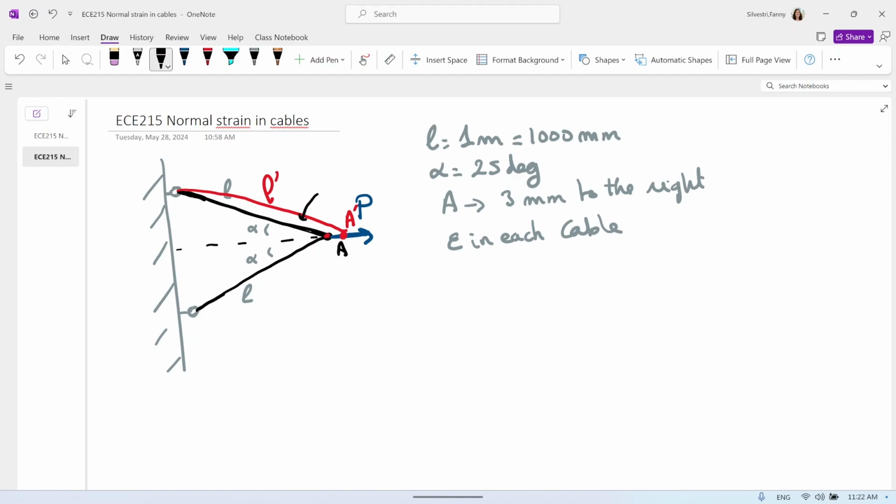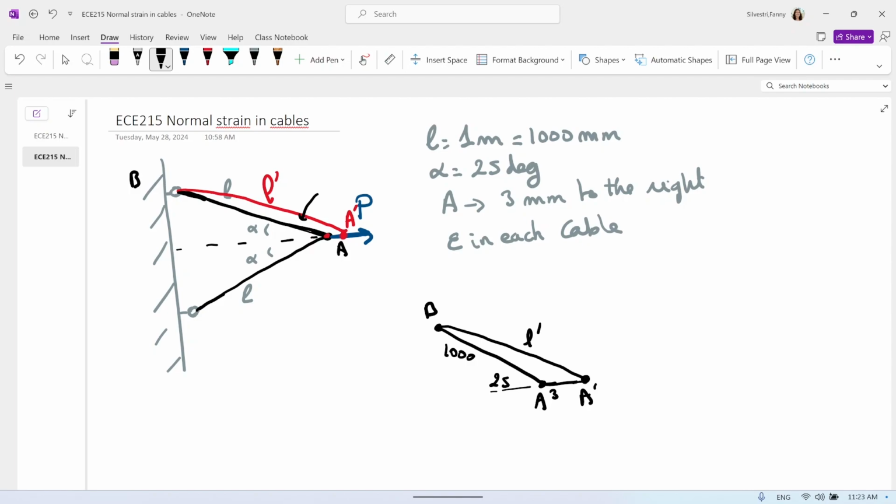So this triangle will be, let's call that point B, okay? So we will have point B, point A, and we know that the angle there is 25, and we know that this distance is 1000, and we will have point A prime. This one is 3 millimeters. I know it's not at the right scale, otherwise we cannot see. And we try to find this distance L prime.